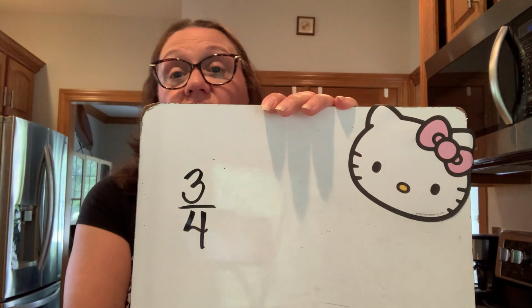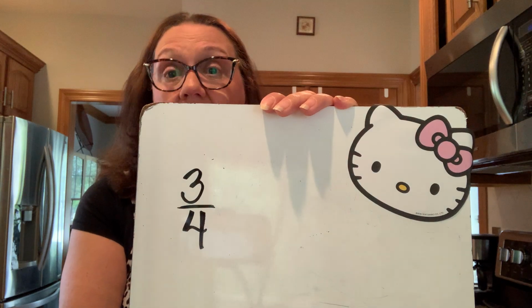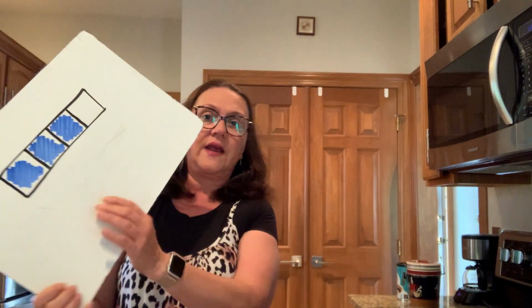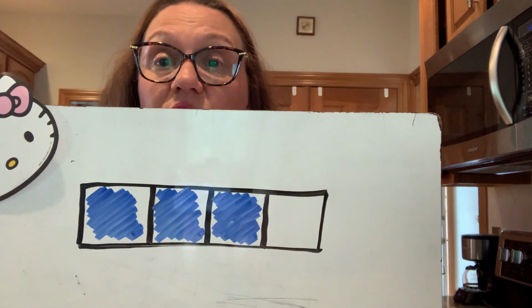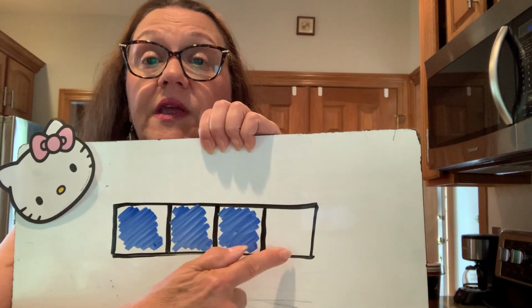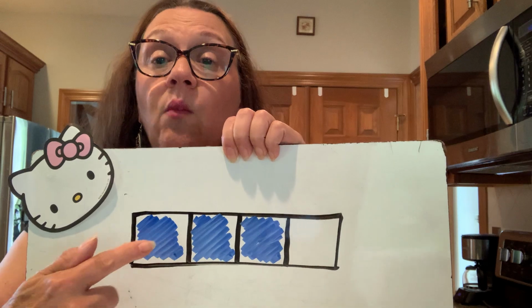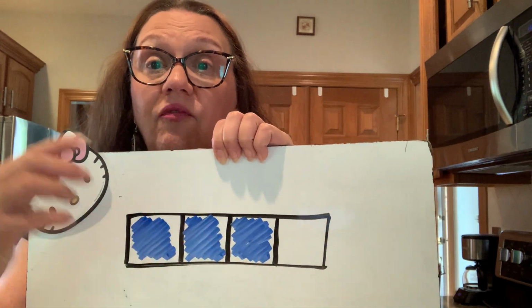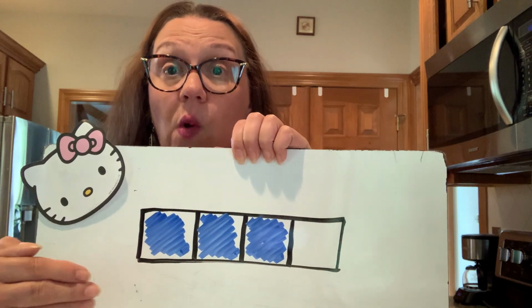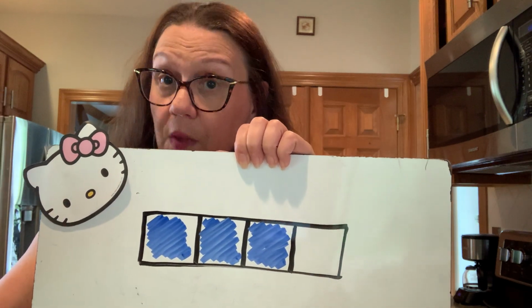So if you were to look at this fraction as a picture, it would look like this. Remember our Hershey bars. We have one whole Hershey bar. It is divided into 4 pieces, and we get 3 of the 4 pieces. This is an illustration of the fraction 3 over 4. Does that make sense? Okay.